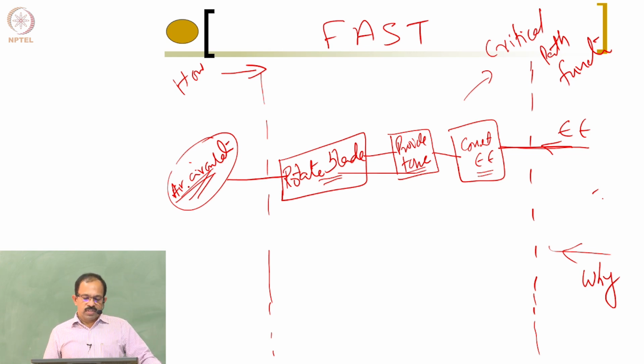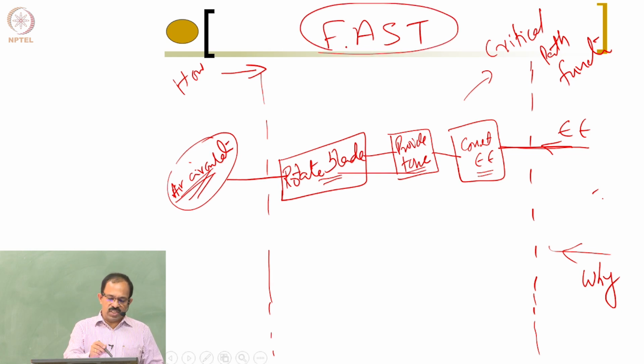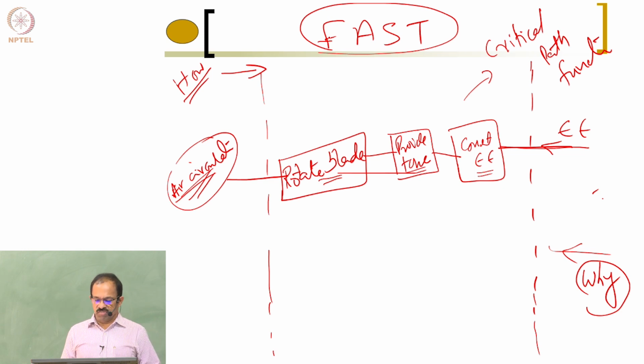Okay, so this method of identifying the functions by asking the questions how and why is known as the FAST method of functional decomposition. Okay, that is the Function Analysis System Technique.